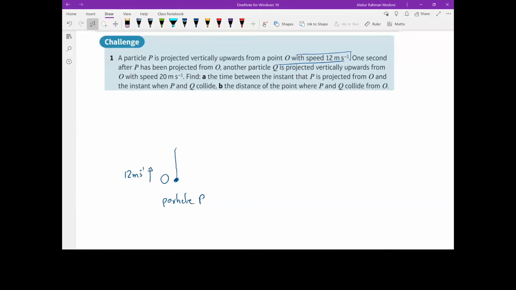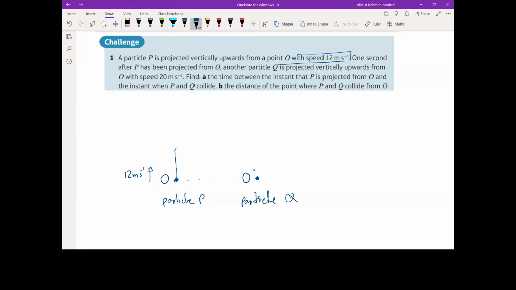So I'm going to draw it separate next to it at the same kind of horizontal level, so then I can see actually it's projected from the same point. I'm going to label it O so you understand that it is exactly the same point, but all I'm doing is drawing it in a different place. But actually they're going to be following the same path if you think about it. It's very important you understand that. This is particle Q, so I'll label particle Q underneath it.